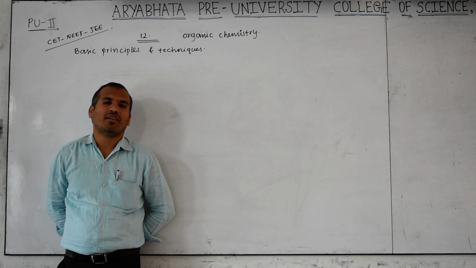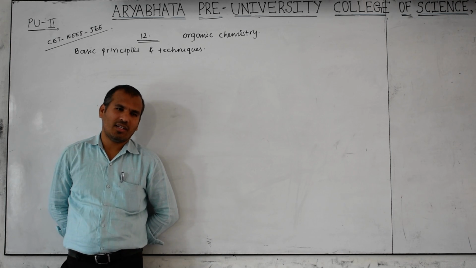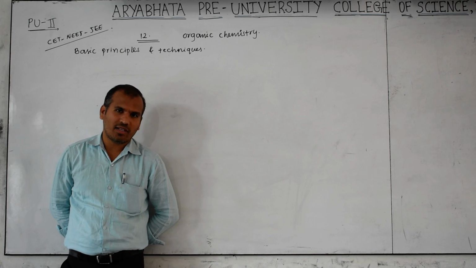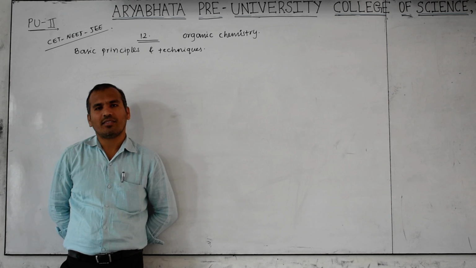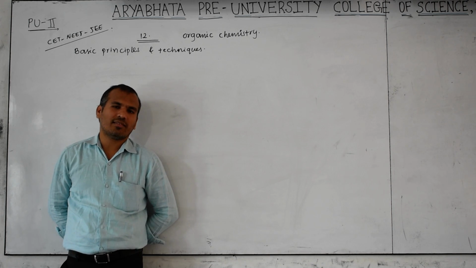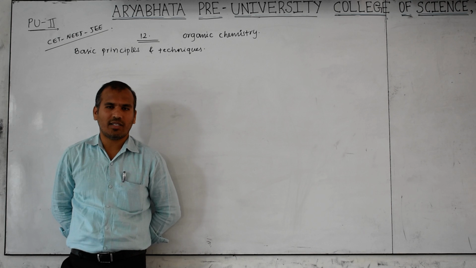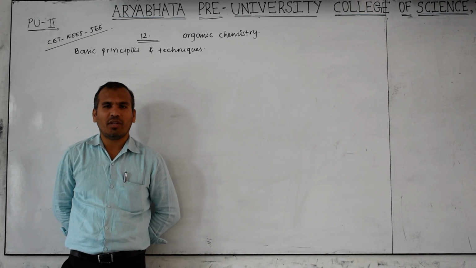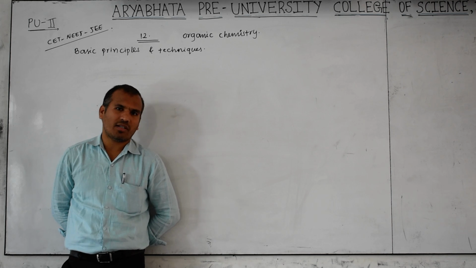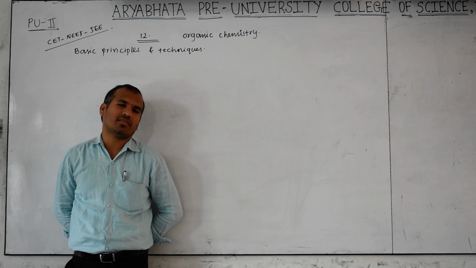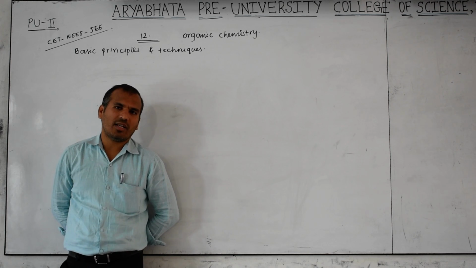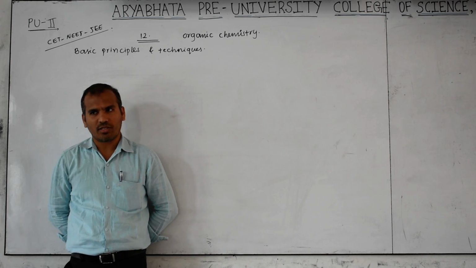In that, the main parts are nomenclature and some electronic effects, that is called inductive effect, resonance effect, hyperconjugation, and some reactions. Which reactions? Substitution reaction, addition reaction, elimination reaction. But in PUC first year, addition reaction is a little bit easier, because alkene undergoes addition reaction. And there is a rare substitution reaction, that is electrophilic substitution reaction, which you study in the first year main chapter.